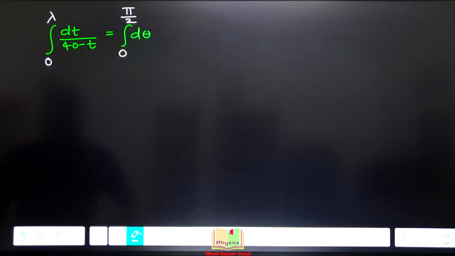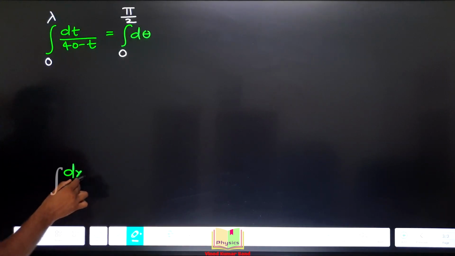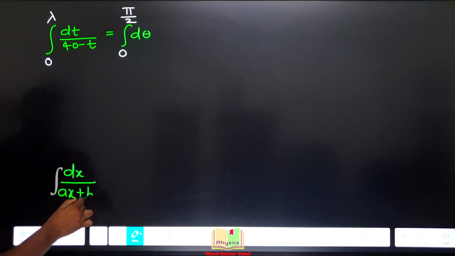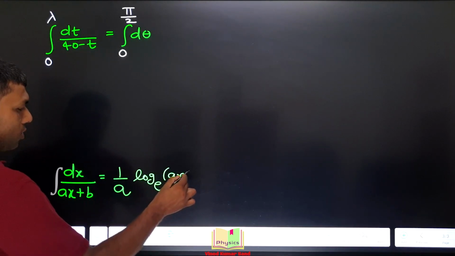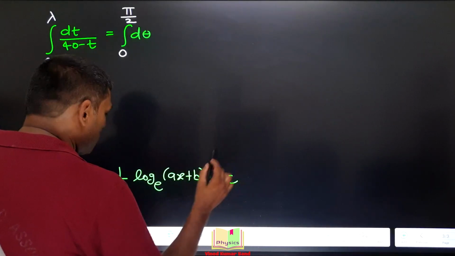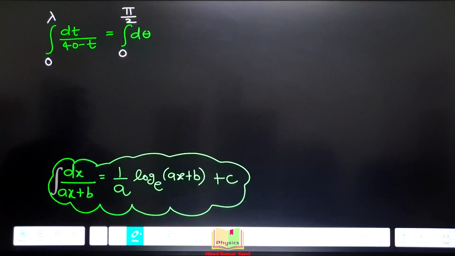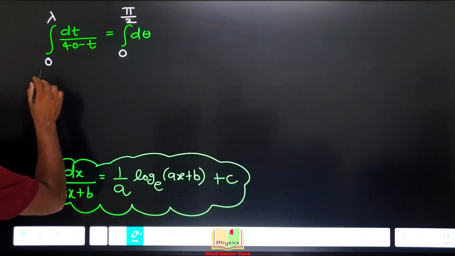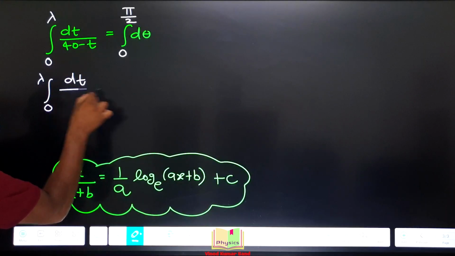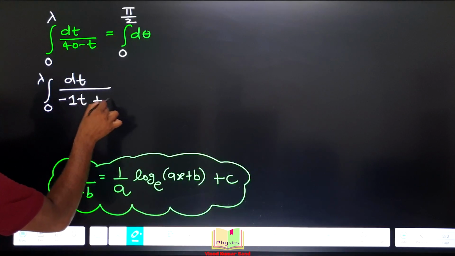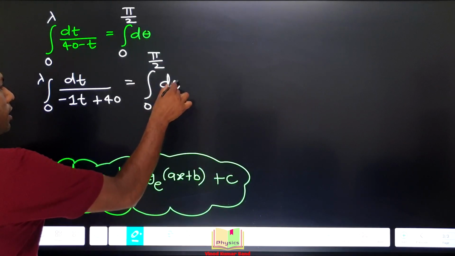Fine. Now, we should know the integral format for this. Integral of dx by ax plus b is equal to 1 by a log base e of ax plus b plus some constant c. This is a formula of integration. Okay, compare the things. I am writing it in proper manner: integral from 0 to lambda of dt upon minus 1t plus 40 is equal to integral from 0 to pi by 2 of d theta.